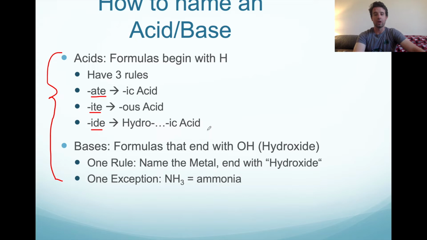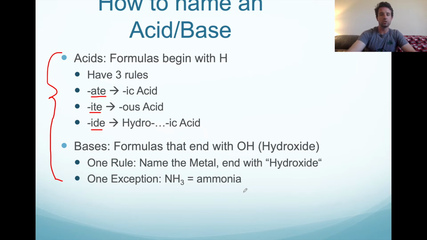For bases, the rule is very simple. You just name the metal, and then the nonmetal portion is always going to be hydroxide. So let's say you had something like NaOH. Na is called sodium, so it would be sodium hydroxide. NaOH, sodium hydroxide. The one base we're going to teach you about that doesn't have an OH ending is NH3. We're going to call that ammonia. So get excited for that. Those are all the rules you're going to need to know over the next couple of days. But like I said, we'll space it out just so that the workload's a little bit easier on you guys.